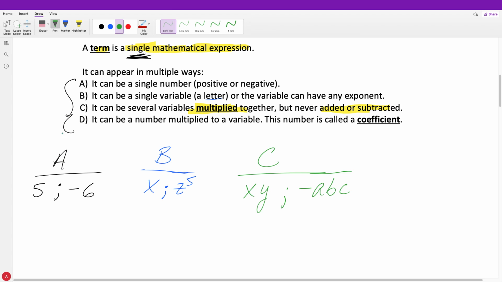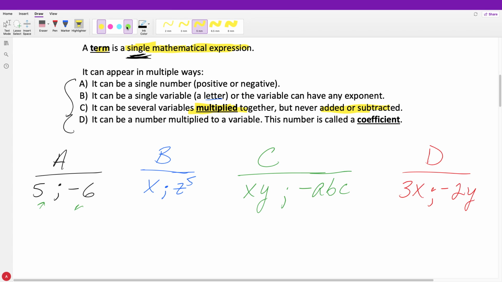All right, so just like before, where it could be a positive or negative number, our variables can be positive or negative, but they would have to be multiplied together. And the last example that we'll go through is it could be a number multiplied by a variable. So let's say 3x, or it could be -2y. In both of these cases, the number that's being multiplied by the variable, this 3 and this -2, has a specific name: a coefficient. So if you hear anyone talking about a coefficient, it is the number that is being multiplied by our variable.